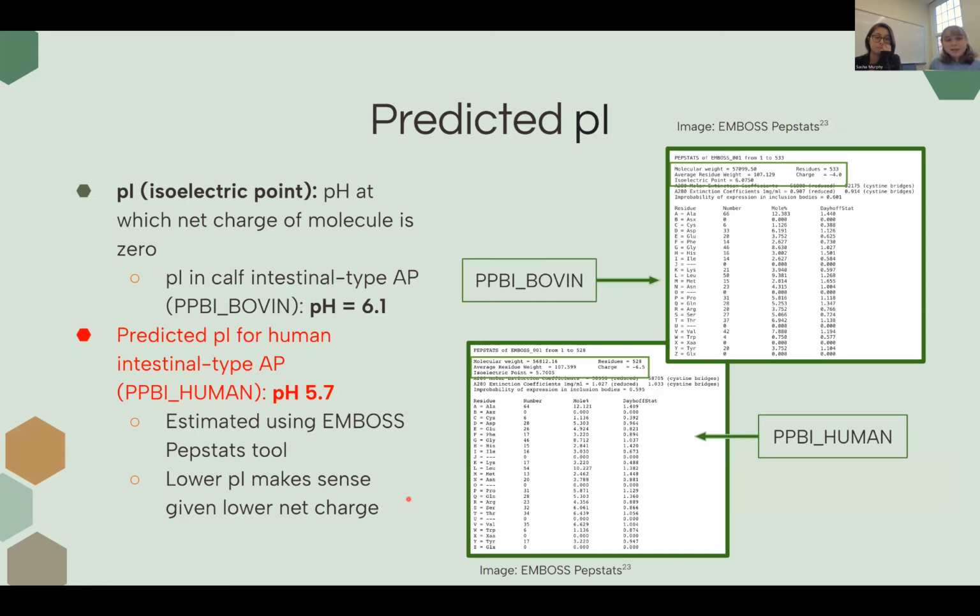We also predicted the pI, or isoelectric point, for the enzyme using the EMBOSS PEPSTATS tool. For the intestinal type in humans, we found it to be approximately 5.7. And comparing these two enzymes, the lower pI actually makes sense given the more negative net charge, as you would need a lower pH to protonate maybe more of those negatively charged amino acids to result in that net zero charge, which is what the isoelectric point represents.